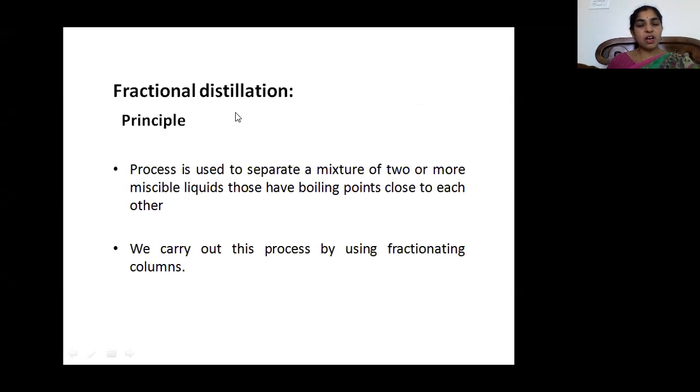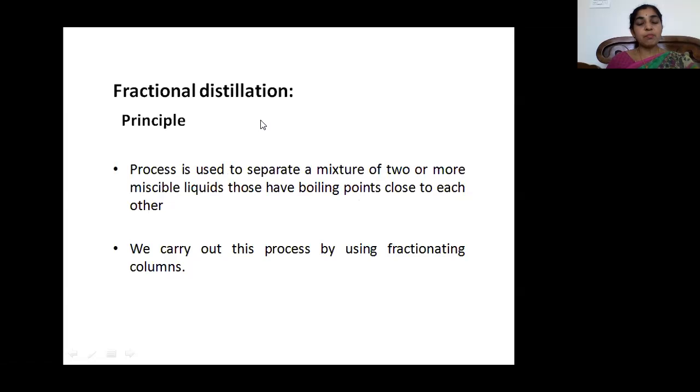Already we have discussed distillation and steam distillation. Let us go in detail about fractional distillation. What is the principle behind this? Here the process is used to separate a mixture of two or more miscible liquids that have boiling points very close to each other.